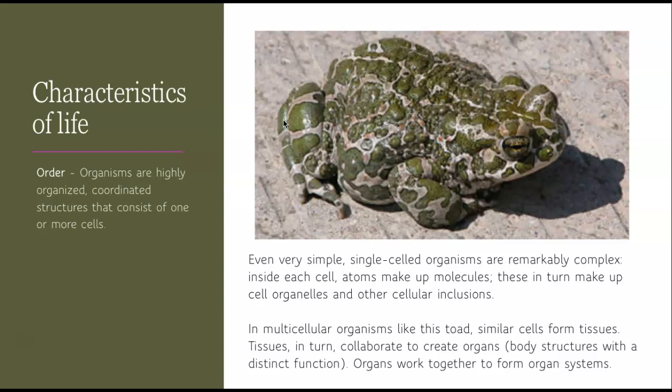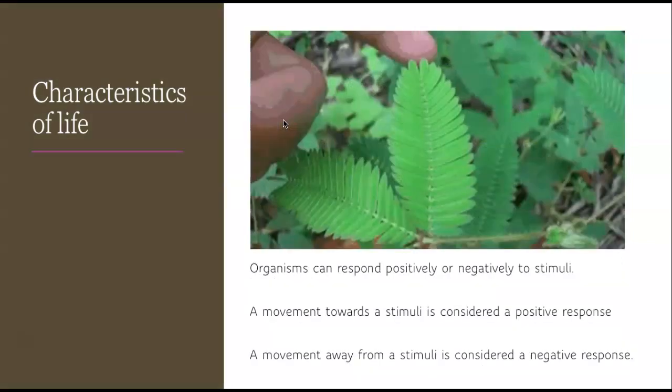In multicellular organisms, like you see on this toad, you'll see similar cells that form tissues, tissues that create tissue systems, that create organs, organs that create specific structures in the body, called organ systems. Like, for instance, our digestive system is one of our systems in which many different organs work together to accomplish a similar task. But anyway, the first characteristic of life is order.